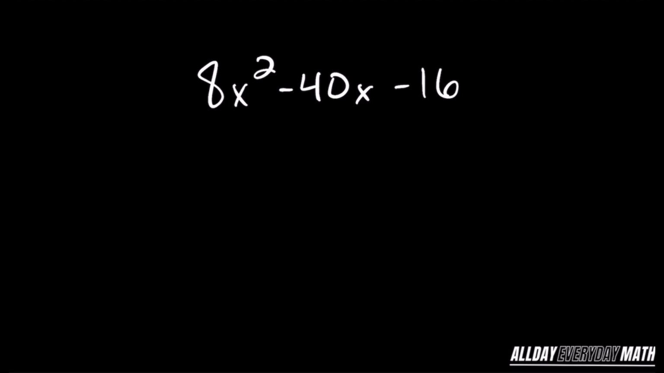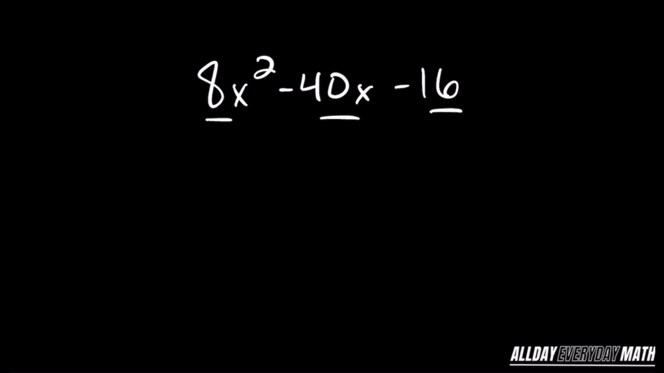All right, and let's do one more problem before we wrap up. So let's do 8x squared minus 40x minus 16. Okay, so this time we are doing a trinomial, but we're still going to factor it out by greatest common factor. So let's think about what we can factor out of each one of these terms.